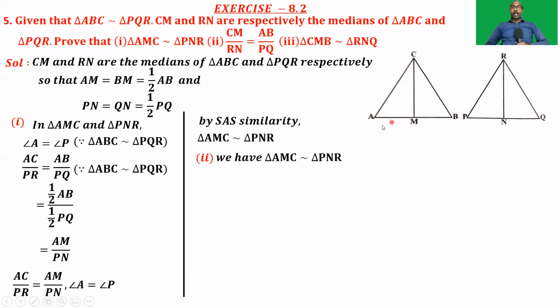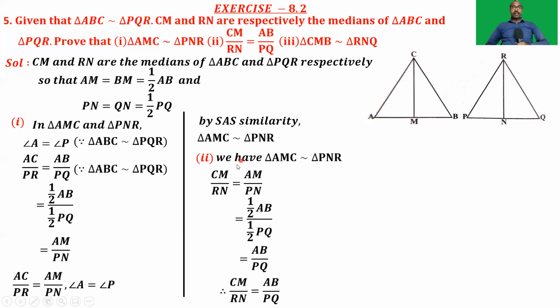We have triangle AMC similar to triangle PNR. So CM by RN is equal to AM by PN, that is, the ratio of corresponding sides is equal. But AM is half AB and PN is half PQ. Now by cancelling half in numerator and denominator, we remain with AB by PQ. So we get CM by RN is equal to AB by PQ, which is our second required result.